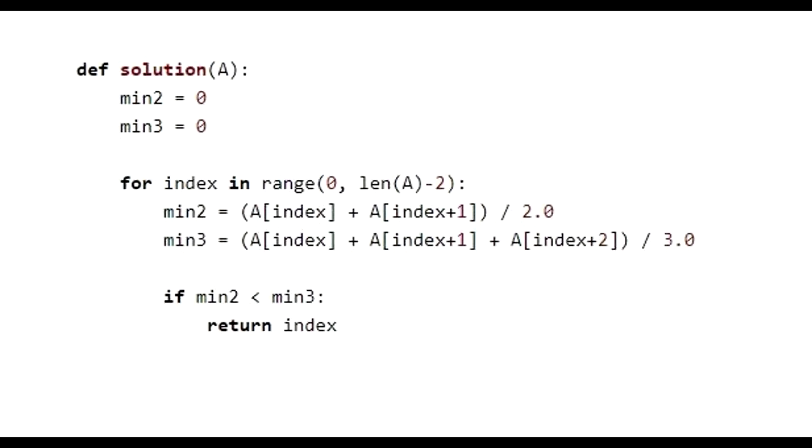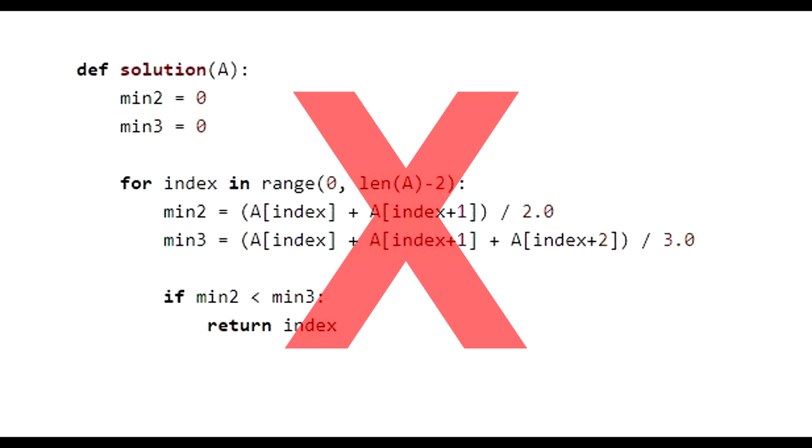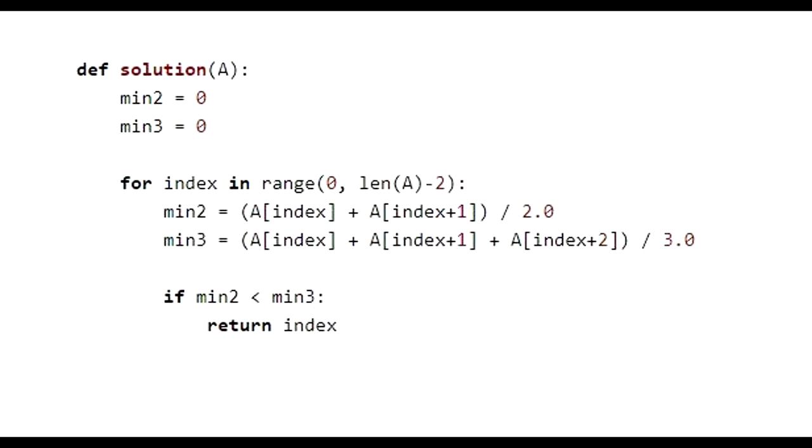Because we know we are only looking at 2 and 3-element slices of the array, we just need to return the starting index position of the lowest average. So we have a min2 and a min3. If min2 is lower than min3, all we need to do is return the first index of that slice, right? Well, yeah, but not exactly. The only thing right on this was the example test. Let's try again.